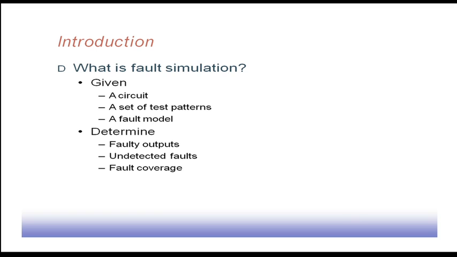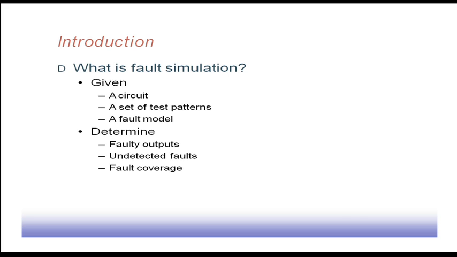It will determine the faulty outputs, that is, in the presence of a particular fault, which primary outputs of the circuit differ from their correct responses. That gives the faulty outputs for every test pattern and for every fault. There may also be a set of faults which are not detected by the given test pattern set. That is the set of undetected faults, and once we know how many faults are detected by the test pattern set, we can assign a score to the test pattern set, which is known as fault coverage.